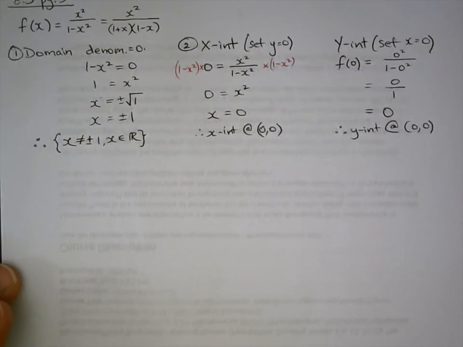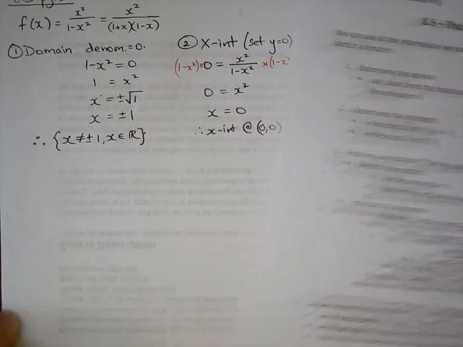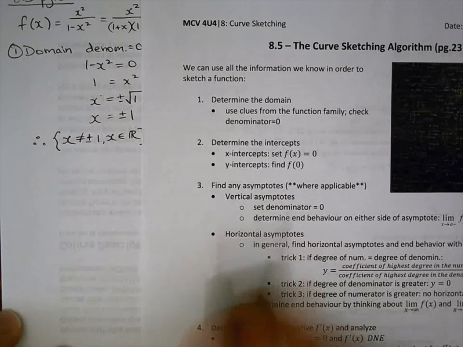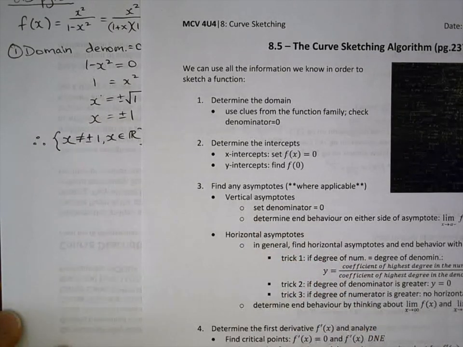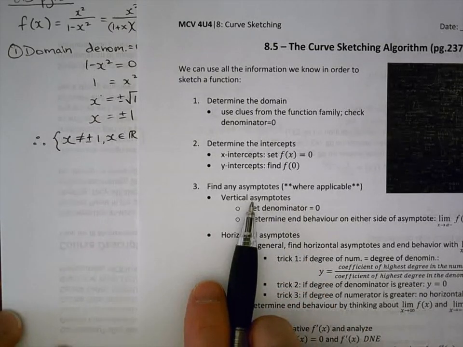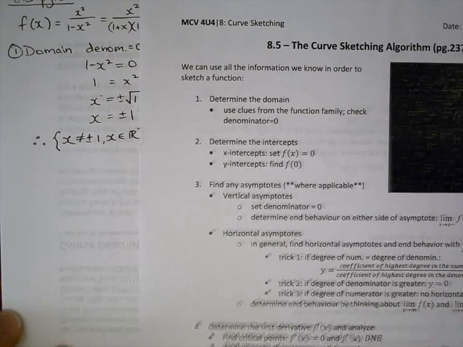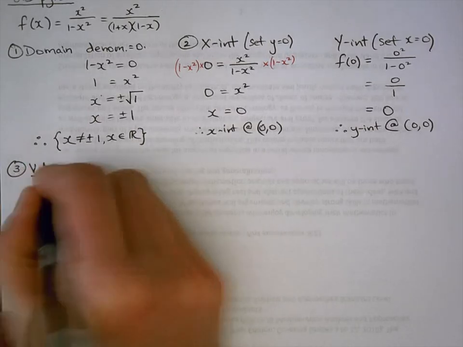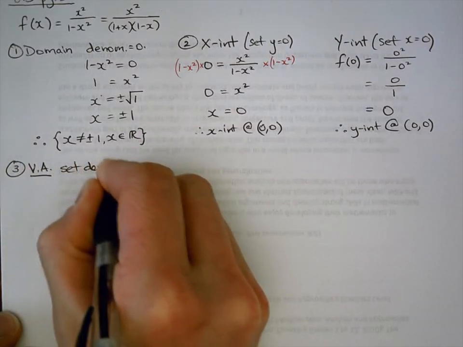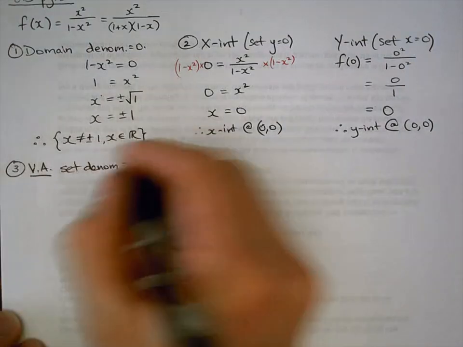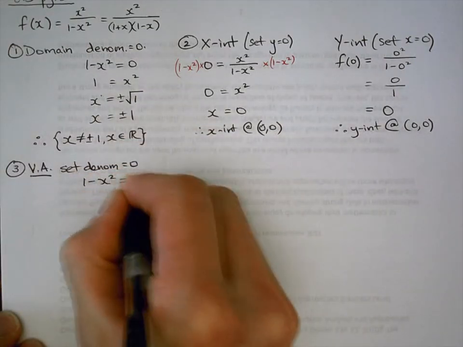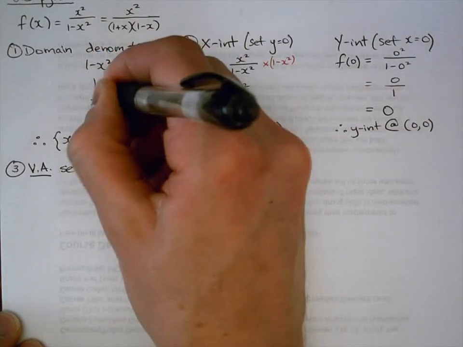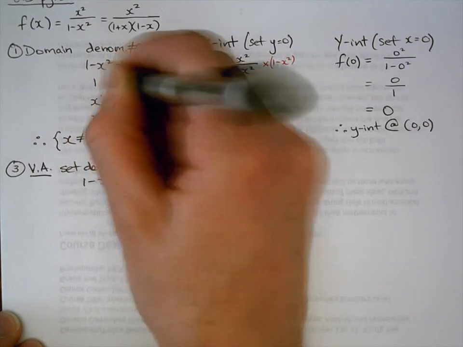Okay, let's keep going with our curve sketching algorithm. So we found the domain, we found the intercepts, now we have to find the asymptotes. And because this is a rational function, we can't skip this step. So let's start easy, let's start with the vertical asymptotes, set the denominator equal to 0. So for step 3, the vertical asymptote, I'm going to set denominator equal to 0. Now we've already done this too, right? We have 1 minus x squared is equal to 0. Oh, sorry, this should be denominator does not equal 0 for the domain. This is the point where the domain does not exist.